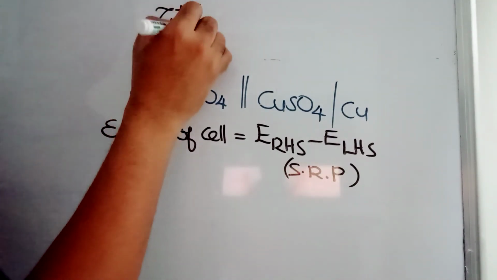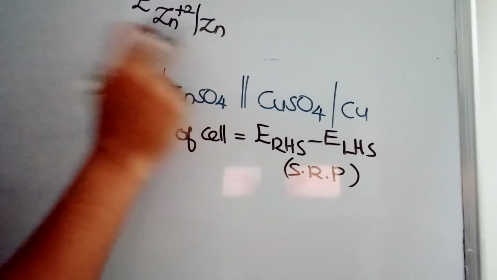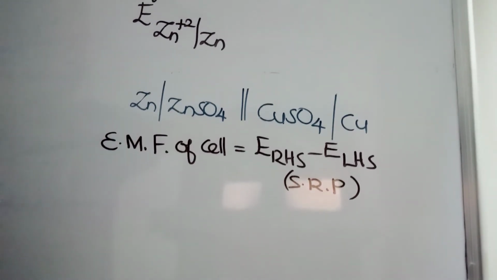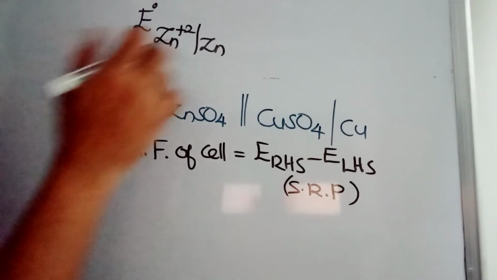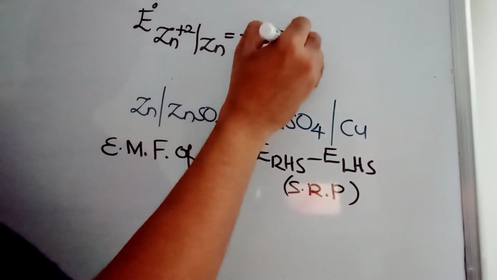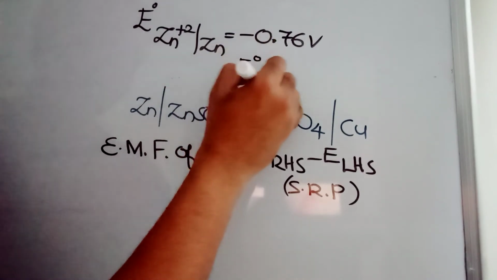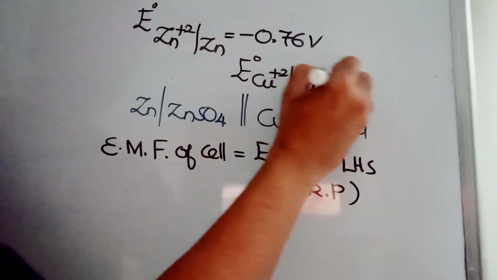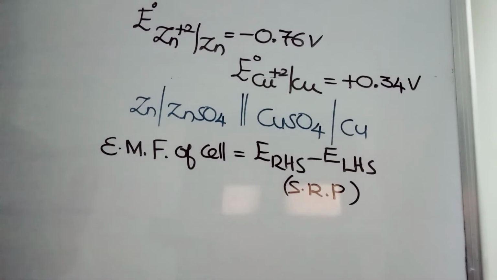Zn plus 2 by Zn, E naught value. This is reduction. When they mention Zn plus 2 by Zn E naught value, they are showing you the SRP value, the standard reduction potential value. E naught Zn plus 2 by Zn is minus 0.76 volt. Similarly, E naught of Cu plus 2 by Cu is plus 0.34 volt. The values will be given in the question. There is no need to remember.